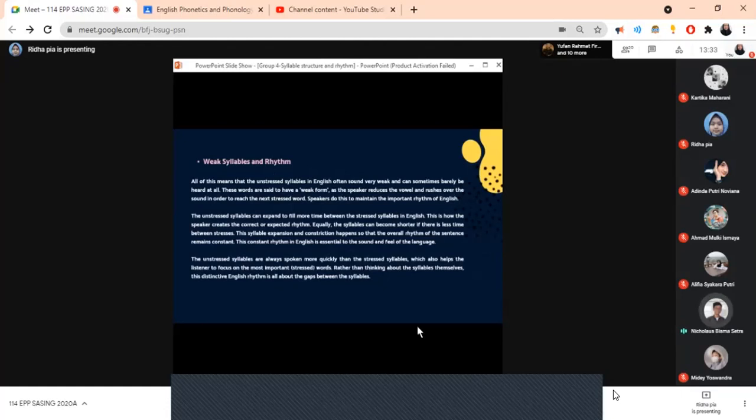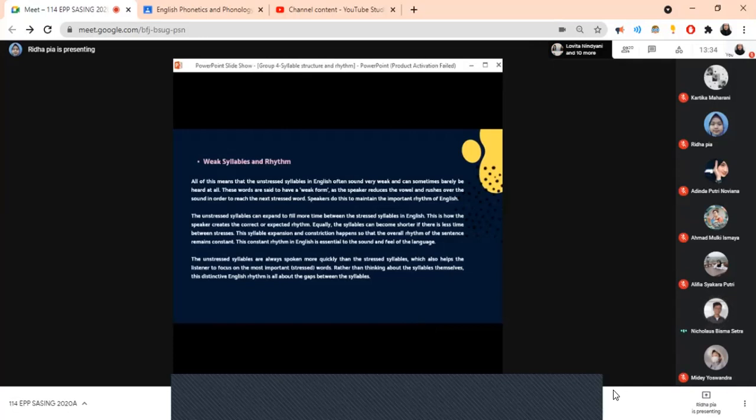The unstressed syllables can expand to fill more time between the stressed syllables in English. This is how the speaker creates the correct or expected rhythm. Actually, the syllables can become shorter if there is less time between stresses. This syllable expansion and constriction happens so that the overall rhythm of the sentence remains constant. This constant rhythm in English is essential to the sound and feel of the language.